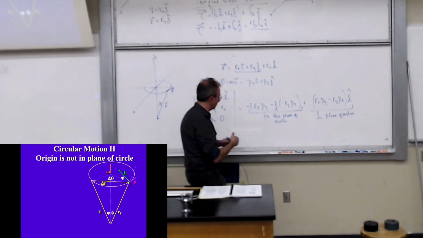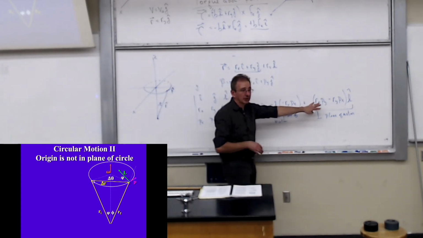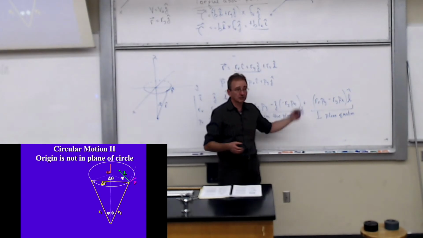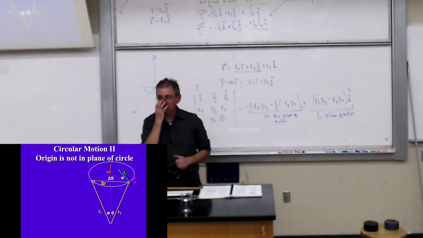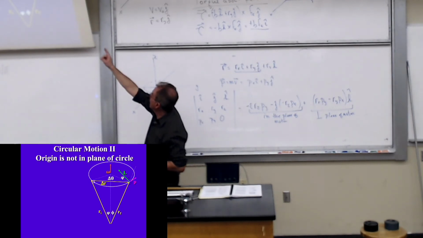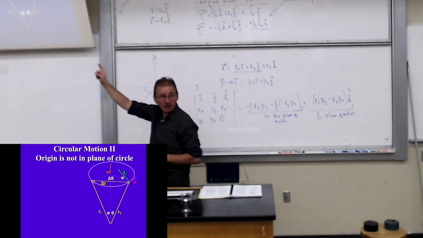So this is in the plane of motion. That's perpendicular to the plane. It's along the z direction. Okay? So that's why when you look at the L that I drew in the picture up there, it points in that direction that you see.